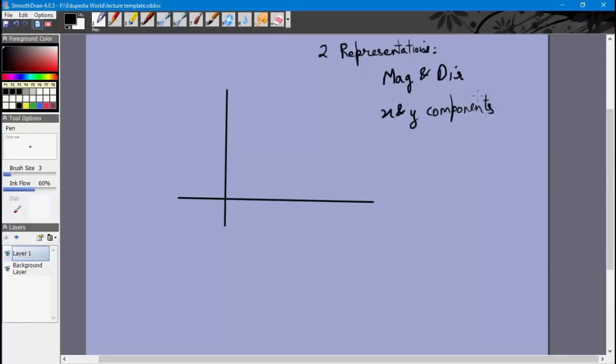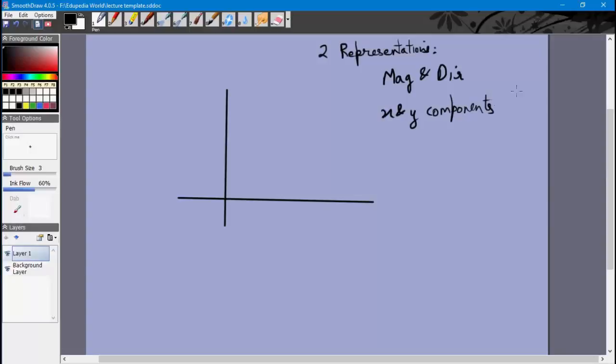So to uniquely specify a vector, you can say, well, the vector has a magnitude of 20 units and an angle of 140 degrees with the x-axis. Or you can say the vector has an x component of 30 root 2 I cap and a y component of 50 j cap. Each of these cases uniquely determines a vector.